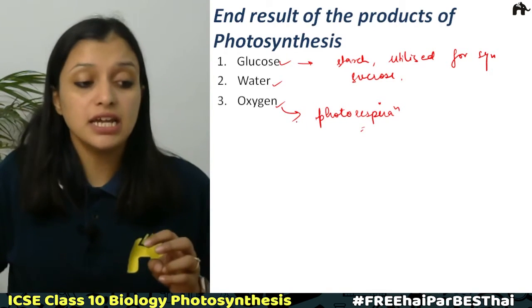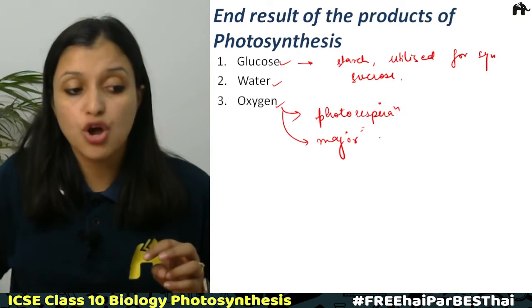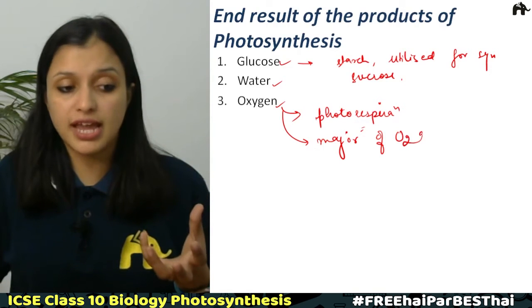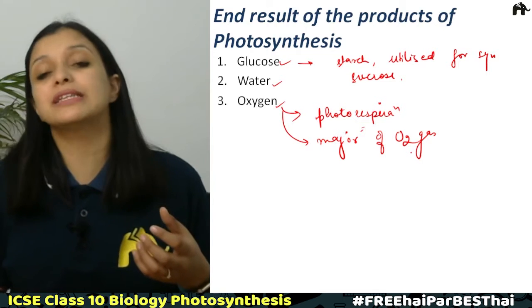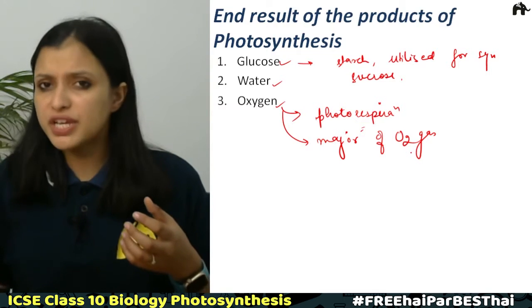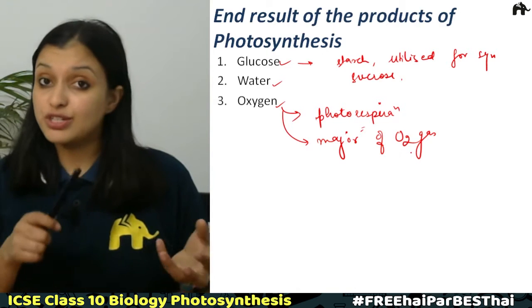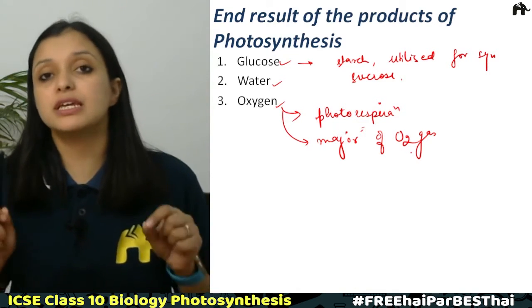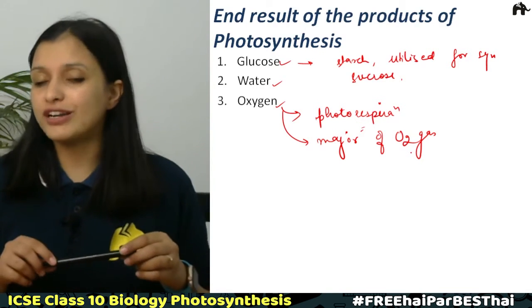And secondly, the major portion of this oxygen gas is given out so that it is used by the living organisms to breathe and to perform their cellular functions, right? So actually this oxygen is not a waste product. It is a very, very useful product for the living organisms that live on earth.